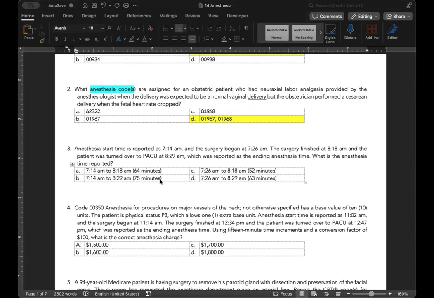Okay. So question number three, our anesthesia start time is reported as 7:14 a.m. The surgery began at 7:26, finished at 8:18 a.m., and the patient was turned over to PACU at 8:29. So what's our anesthesia time that we're reporting? So what's our start time? Okay. So the surgery began at 7:26, but our anesthesia start time is 7:14. Okay. And then our end time for the anesthesia is what?